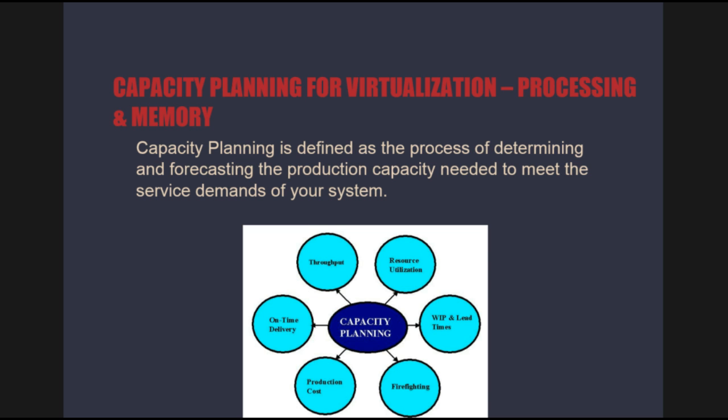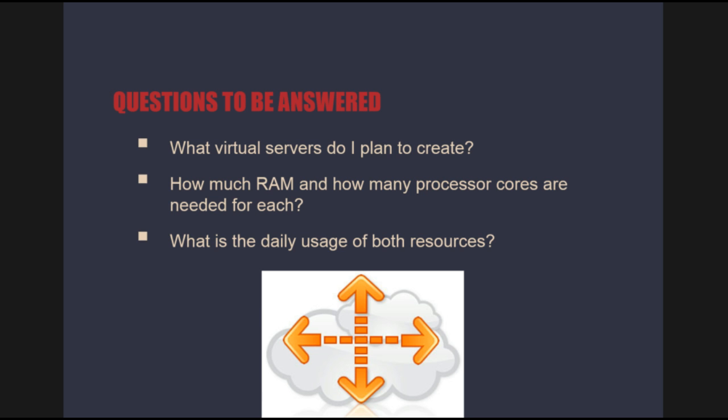For instance, a physical server might only have 4 processor cores and 8 gigs of RAM, while it's not uncommon to see virtual hosts with 12 processor cores and 192 gigs of RAM. It is critical that the capacity of processing and memory be planned accordingly, or your virtual environment is doomed to fail. You will need to answer these questions. What virtual servers do I plan to operate and create on my host or hosts? How much RAM and how many processing cores are needed for each virtual server? And what is the daily usage of both resources?